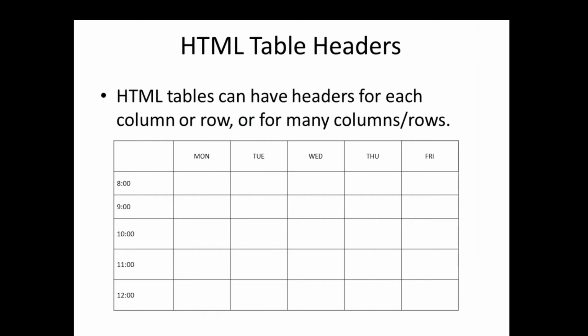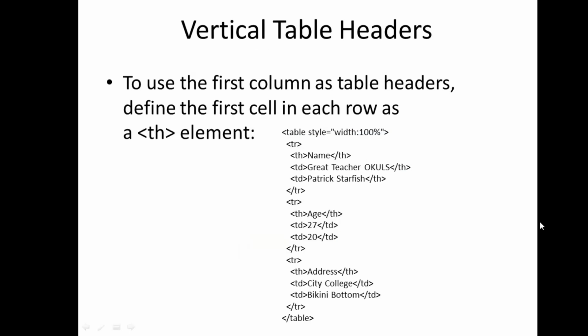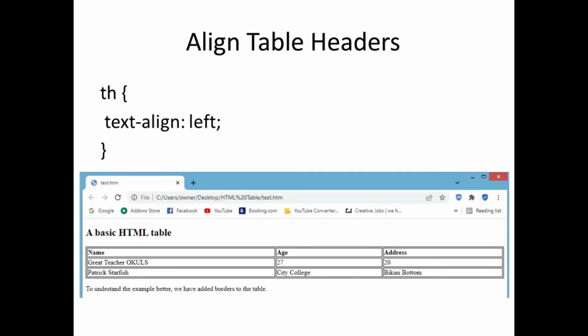HTML table headers. HTML tables can have headers for each column or row, or for many columns or rows. Table headers are defined with th elements. Each th element represents a table cell. Vertical table headers. To use the first column as table headers, define the first cell in each row as a th element. Align table headers. By default, table headers are bold and centered. To left align the table headers, use the CSS text-align property.